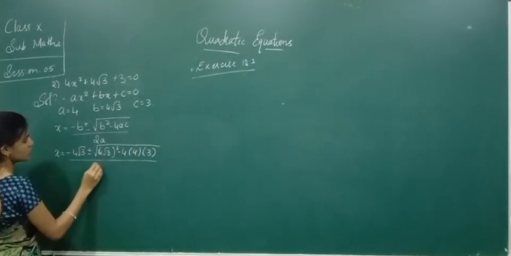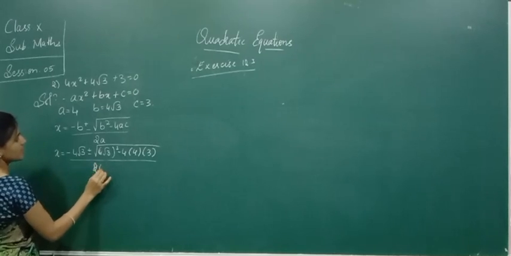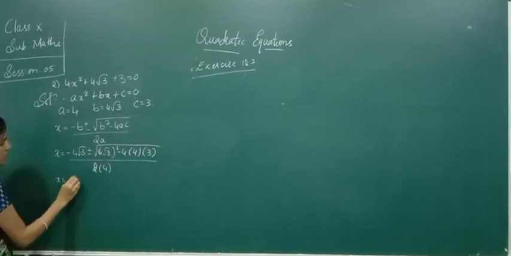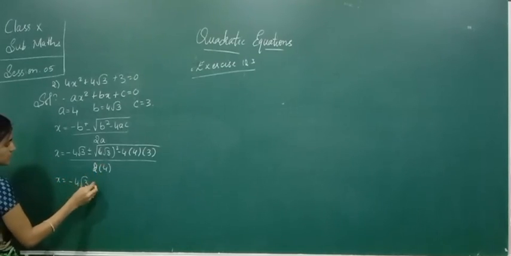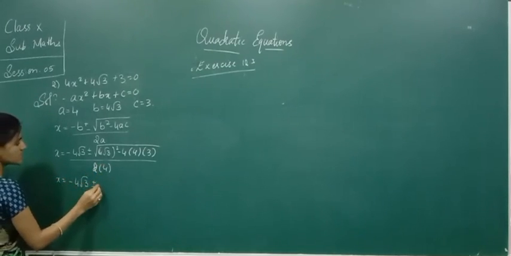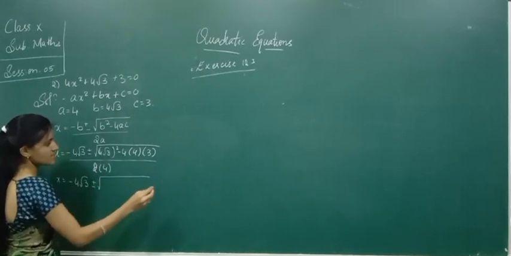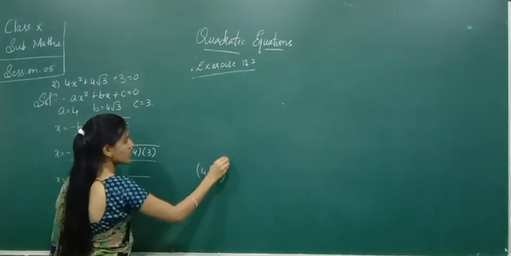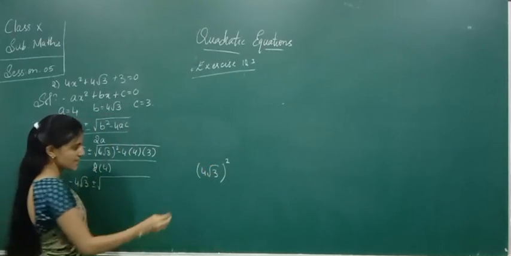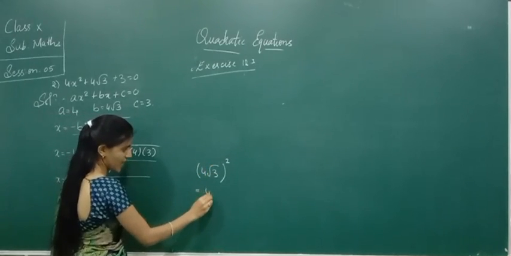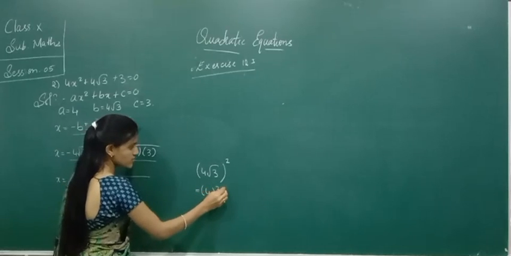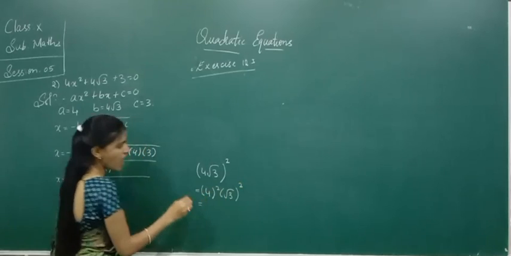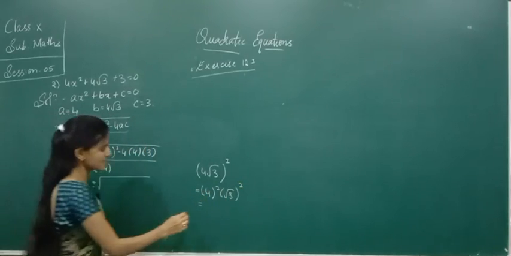Sorry, divided by 2 into what is a? A is 4. Then x will be equal to minus 4 root 3 plus or minus root of 4 root 3 whole square. How are we going to simplify this? This is simplified as 4 square into root 3 square. Of course, 4 square is 16.